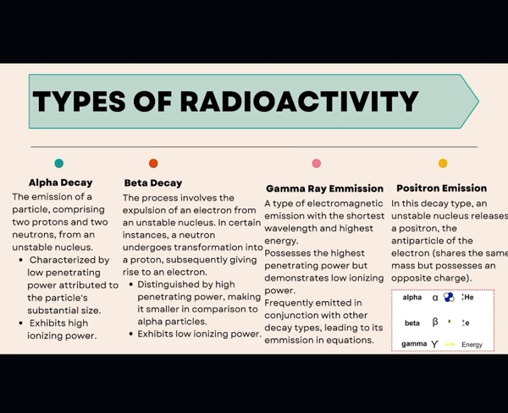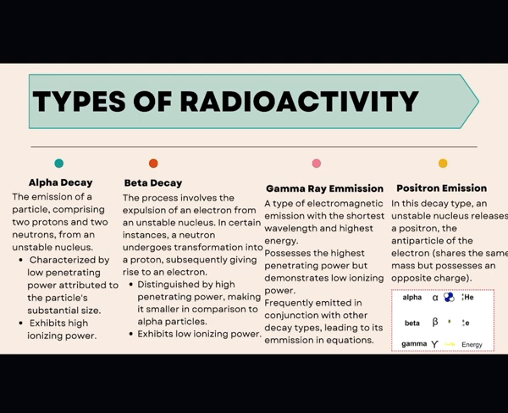Next, there are 4 different types of radioactivity, and this includes alpha decay, beta decay, gamma ray emission, and positron emission. So for alpha decay, essentially the emission of a particle comprising 2 protons and 2 neutrons from an unstable nucleus. And it's characterized by low penetrating power due to the particle's substantial size, and it exhibits high ionizing power.